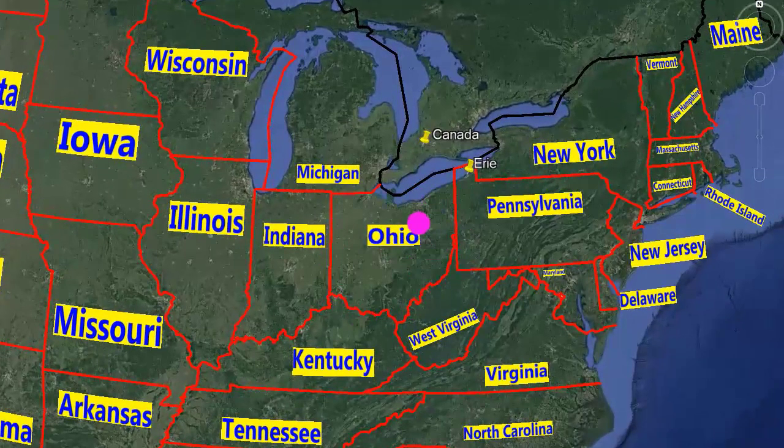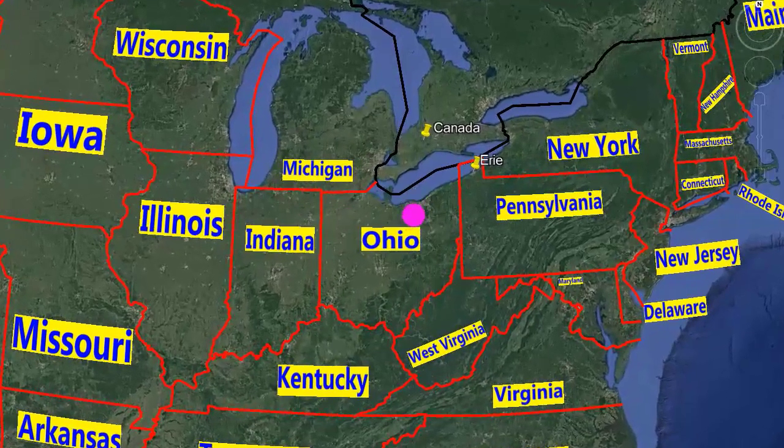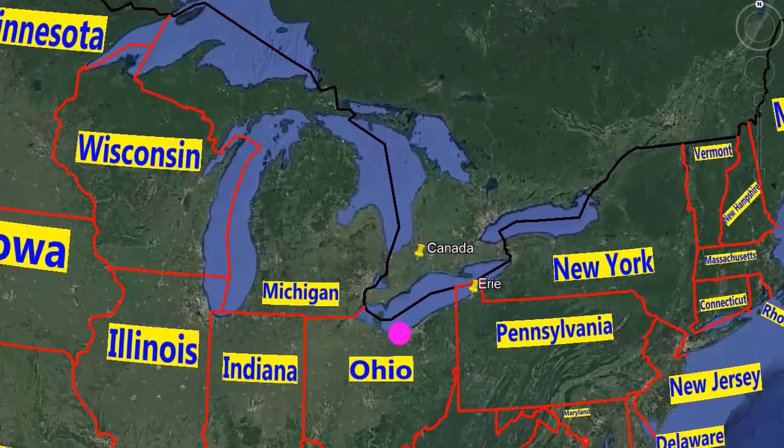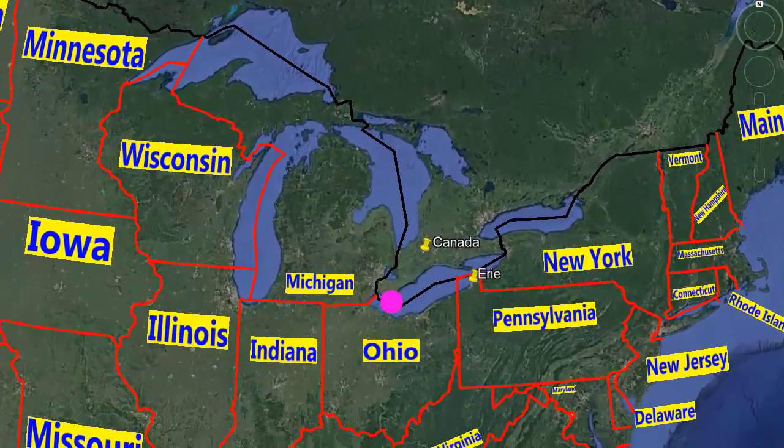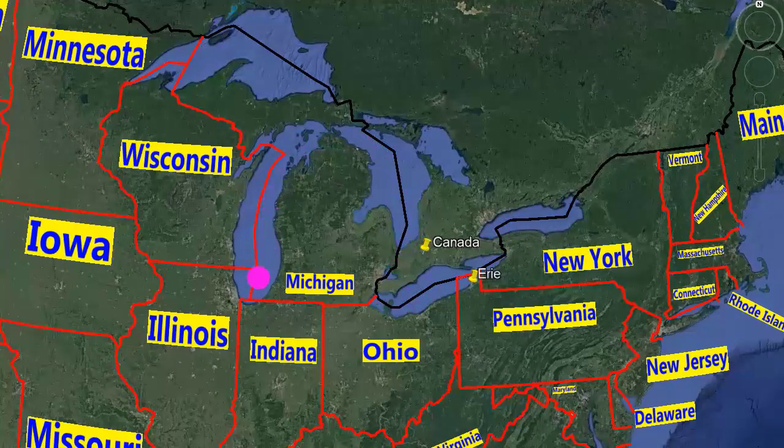This is the state of Ohio, which has borders with the state of Pennsylvania to the east, the state of Indiana to the west, and the state of Michigan to the north. Ohio is one of the Great Lakes states. These 5 lakes are in the northern United States, most to the east. They are called Lake Ontario, Lake Erie, Lake Huron, Lake Michigan, and Lake Superior.